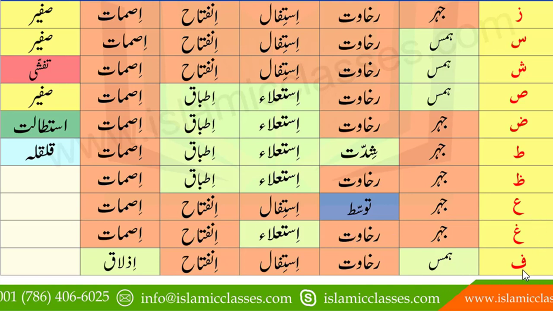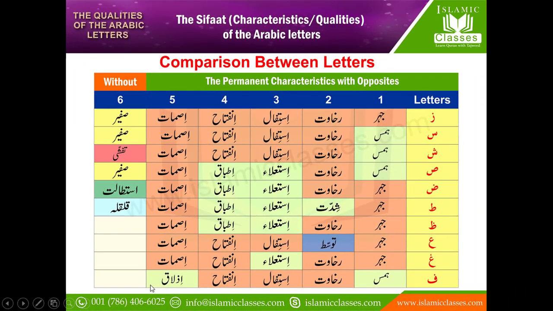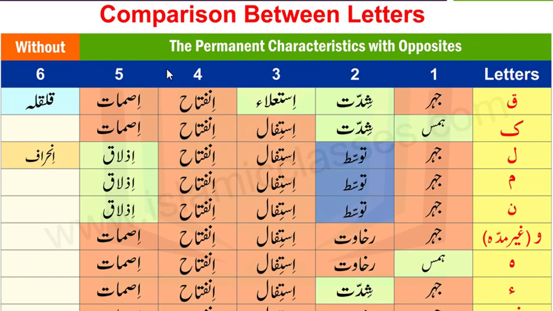Okay. Fa, it has again hams, like we say Af, hams. Rakhawa, the continuation of the sound. Istifal, Infitah, and Itlaq. Here are the remaining letters now. The Qaf, you can see it has Jahar quality, Shidda and Al-Isti'la. So the Qaf doesn't have Itbaq quality, it has Infitah, because in Itbaq it is extra bold.